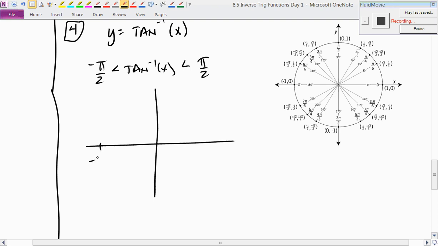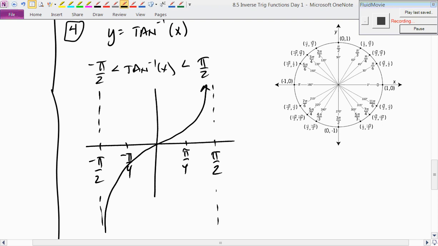So, here's negative pi over 2. Here's positive pi over 2. Halfway between is pi over 4, and negative pi over 4. We have vertical asymptotes, remember, at any multiple of pi over 2. And the tangent function looks like this. Because we have asymptotes here and here, we're not allowed to include them in our restricted domain. That's why it's strictly less than.